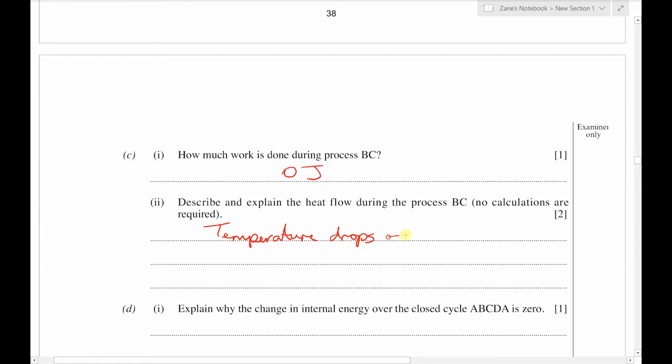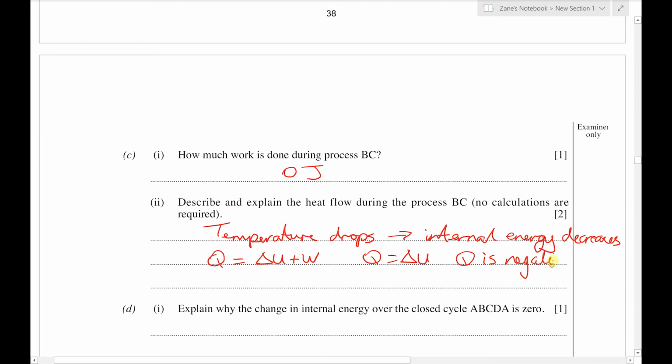And that means the internal energy decreases. Now if we use Q equals delta U plus W, we can see here that if W is 0, as we've just written down, then Q is equal to delta U in this case. So the internal energy is decreased. That means Q is negative. And that means heat flows out of the gas.